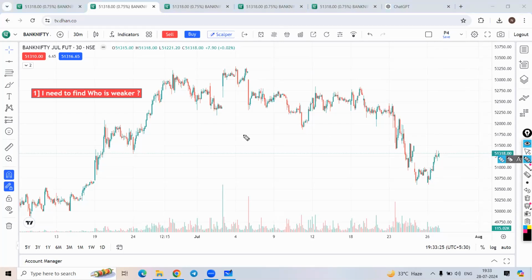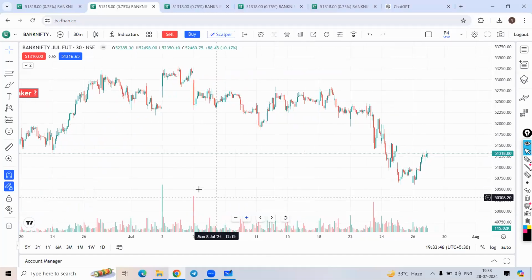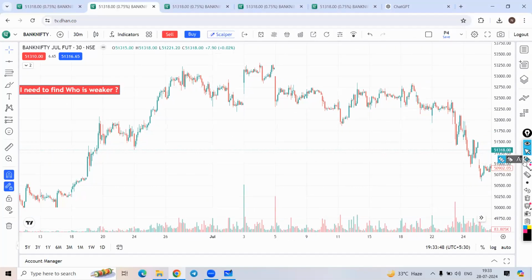Simple. Market, two directions. Bulls, bears. If one is weaker, the other can dominate. If sellers are weaker, bearish players are weaker, bulls can dominate. That's it. Simple, no rocket science. Chalo. Now my work is who is weak. We'll start from here.